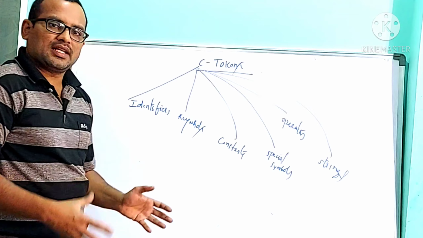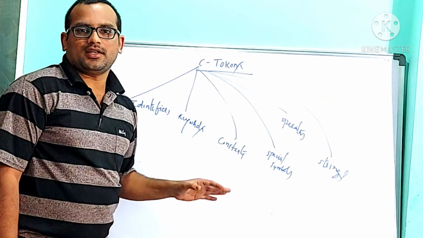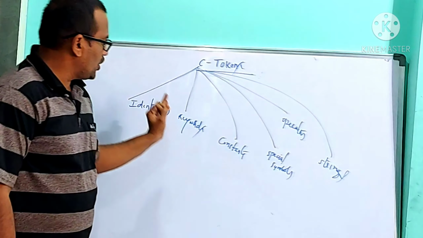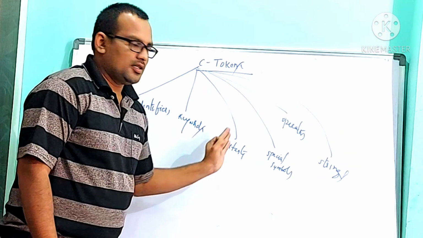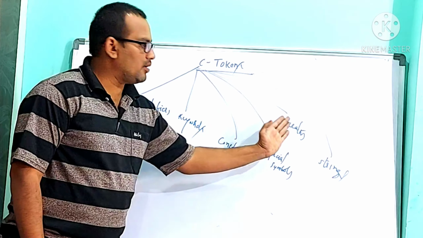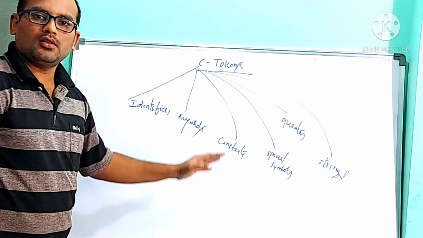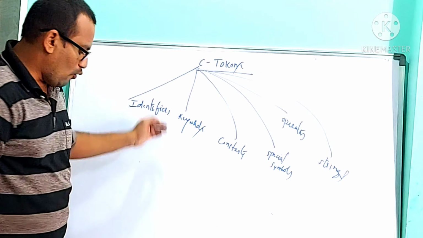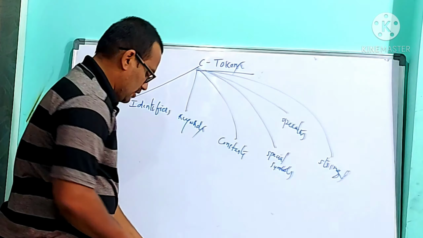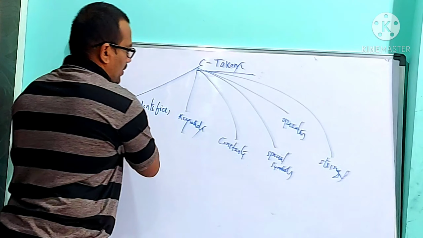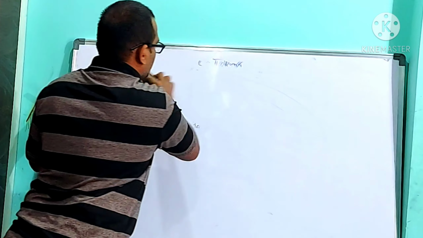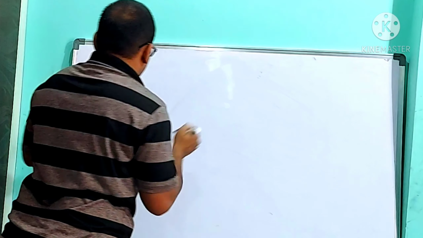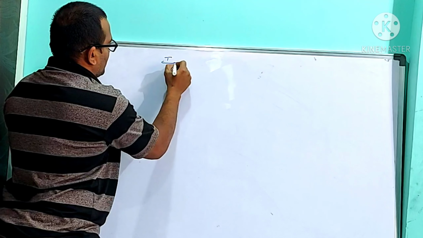Now we are going to discuss individual topics in detail. Okay, first one is identifiers: identifiers, keywords, constants, special symbols, operators, and strings. All these six types come under tokens in the C programming language. Now we are going to discuss identifiers in detail.